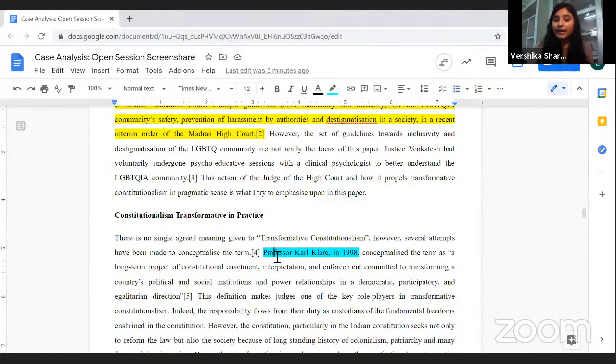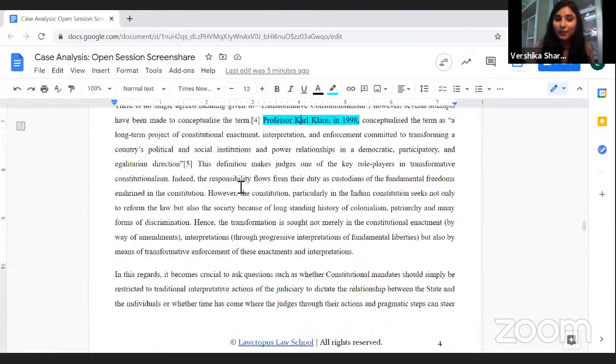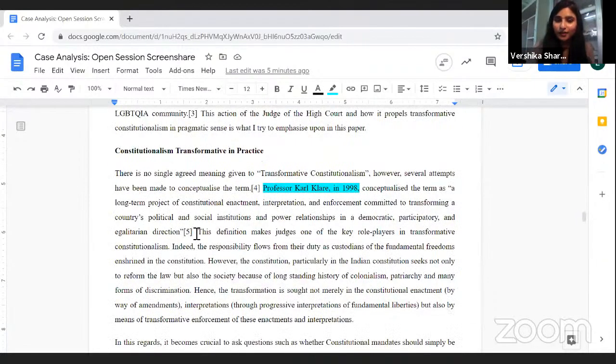Now, these are academic writings which I refer to. The blue highlighted parts are academic writings, whose concepts I use, which might have evolved in an academic writing. Transformative constitutionalism actually originated in an academic writing by Professor Karl Klare in 1998, which is why I have given him due credit, and why I have also given a proper footnote here, if you see. This footnote number 5, right? So I have given due credit and reference to this professor who coined the term transformative constitutionalism.